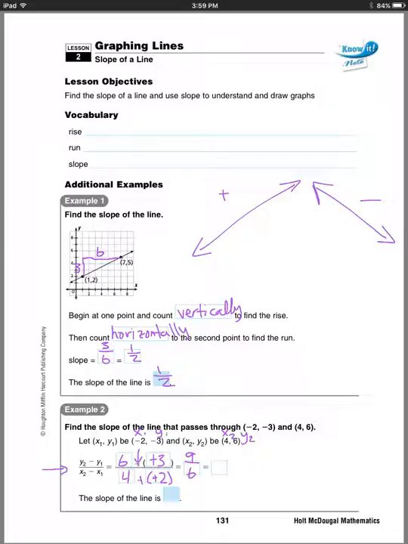Now I can simplify that, and I can say each one of these can be divided by 3. 9 divided by 3 is 3. 6 divided by 3 is 2. So the slope of the line is 3 over 2. Do not change that to a mixed number. You leave it as an improper fraction.